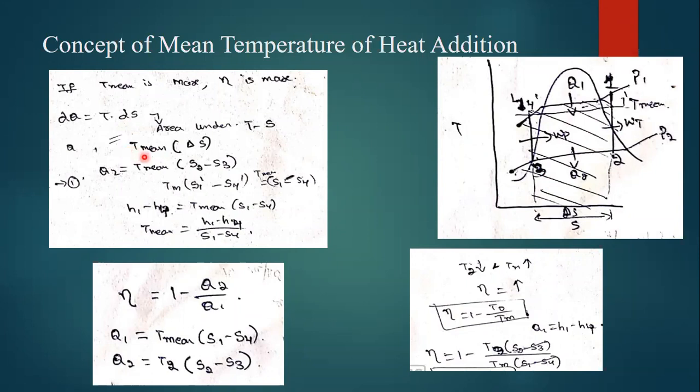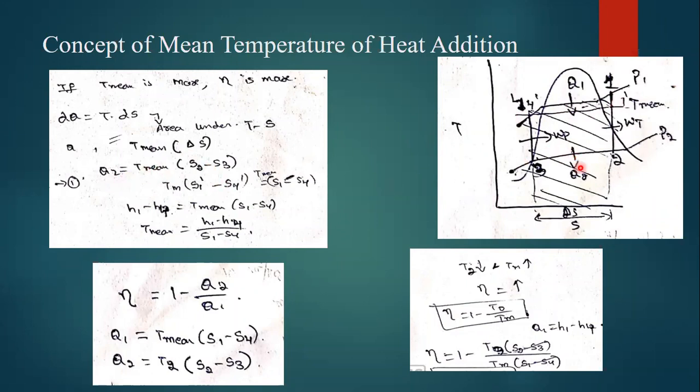That is equal to T mean. Instead of taking one particular temperature, we take the mean temperature, the average of all these temperatures, into ds. So that is Q1. Now what is Q2? The delta s during this process is going to be S4 minus S1, and at the same time we need to take the heat rejected. This is for Q1: T mean into delta s, and now we need to take Q2.